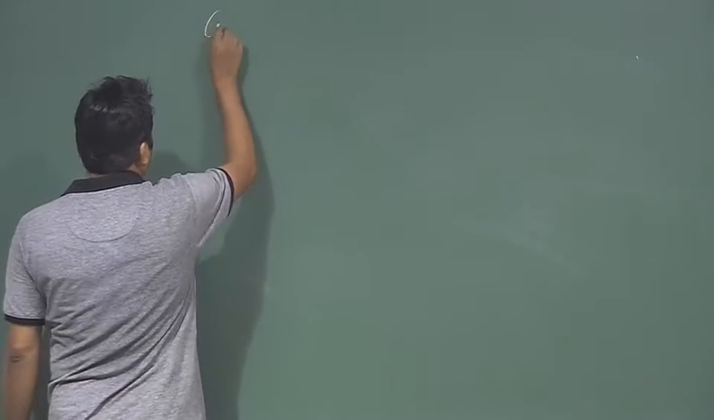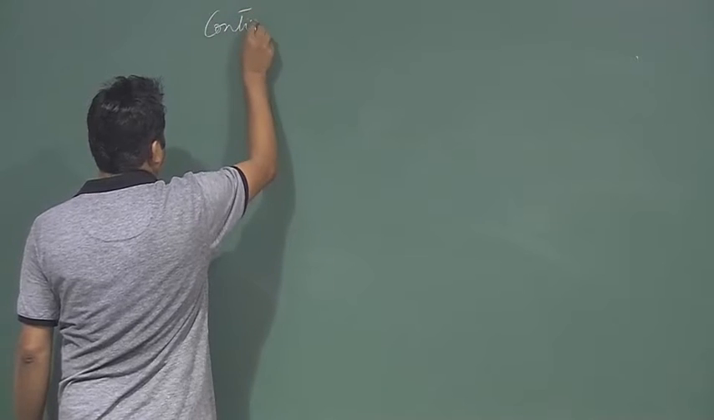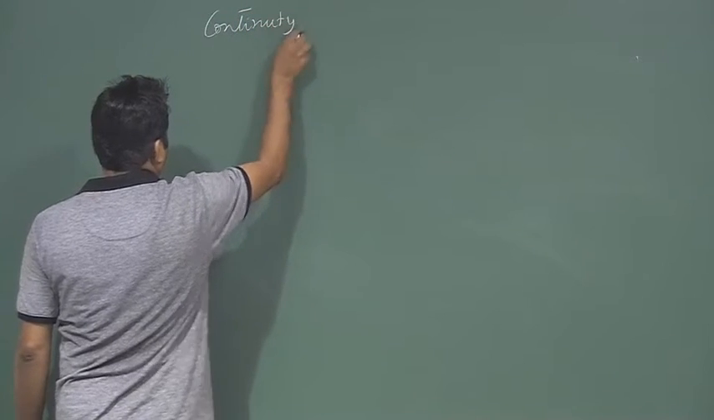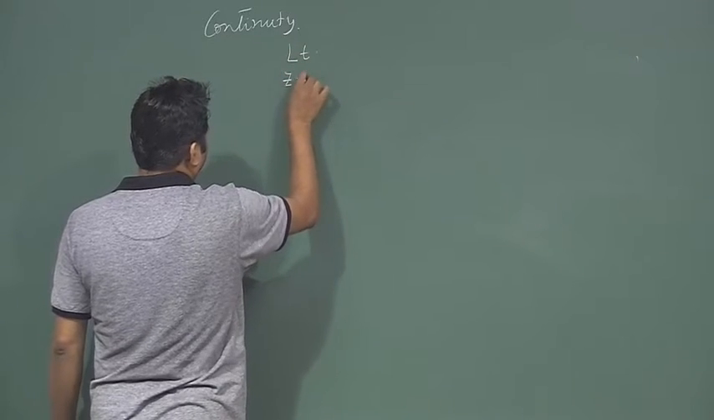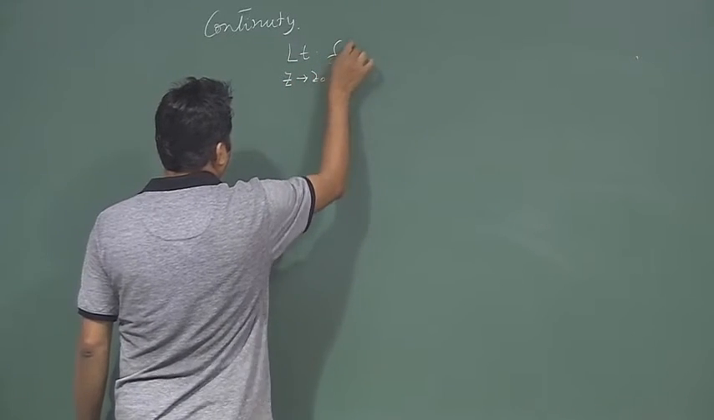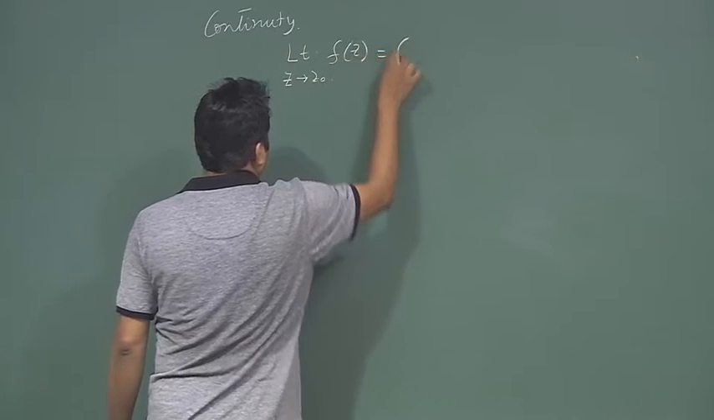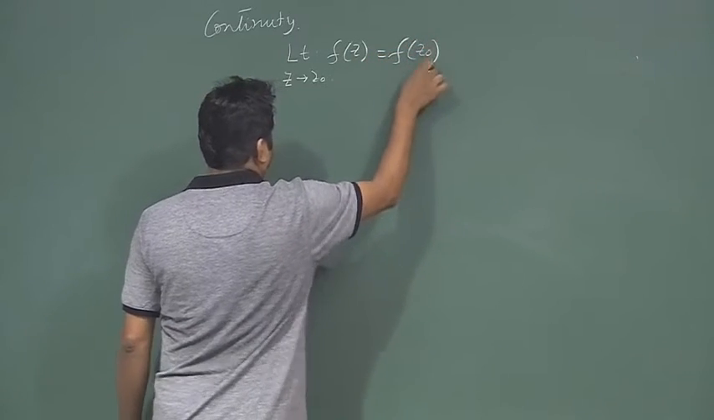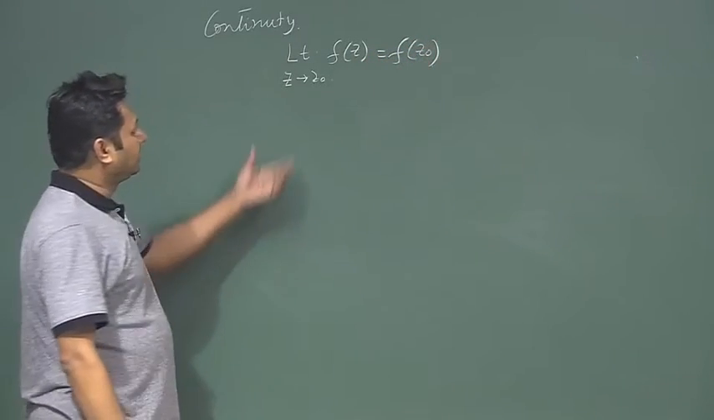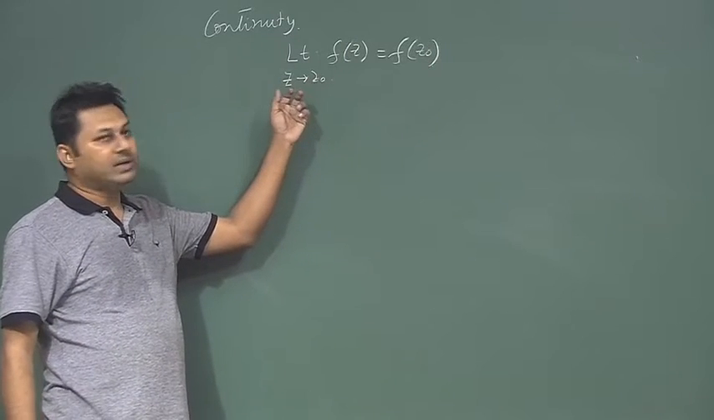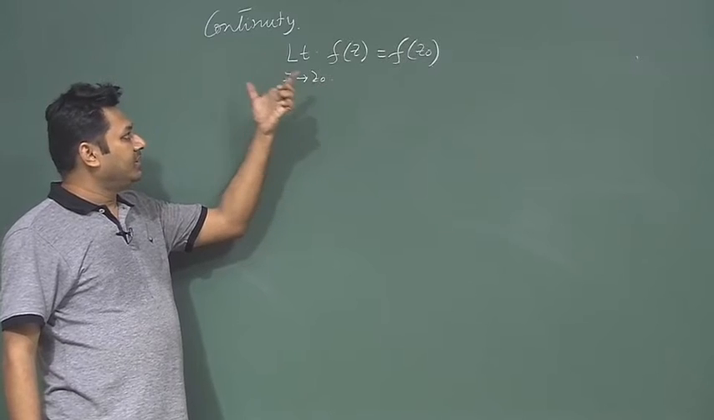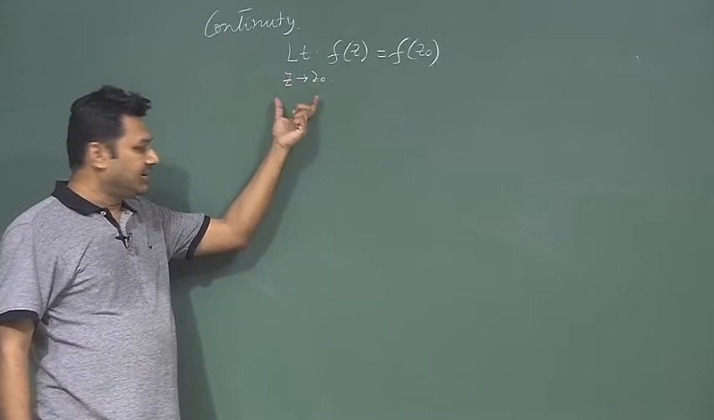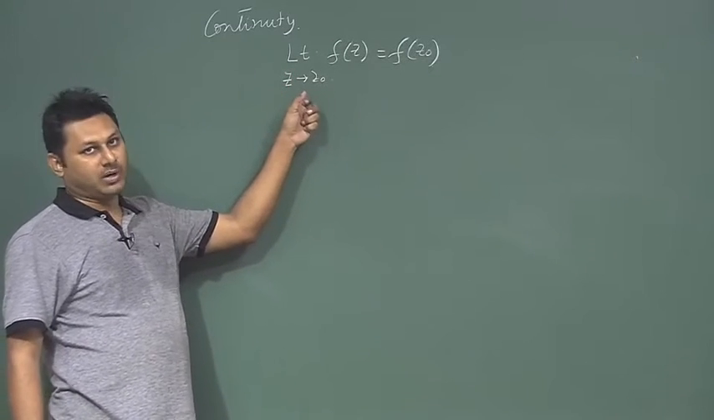Also at the same point I should mention the meaning of continuity. Where z tends to z0, if this value is this, then we can say this function f(z) is continuous. Again the condition is the existence of the limit at that particular point.